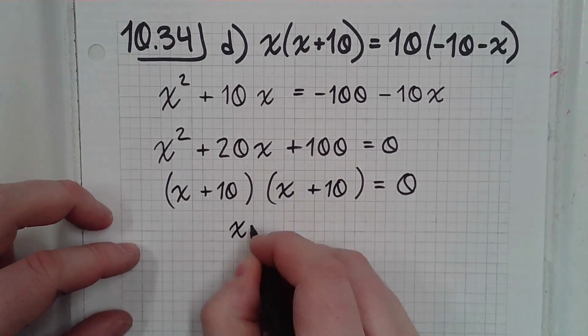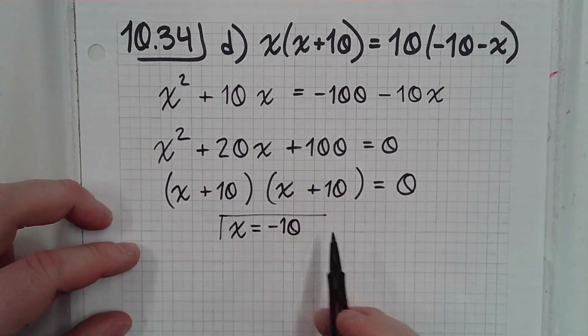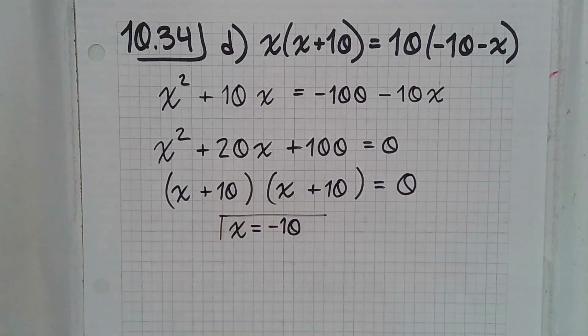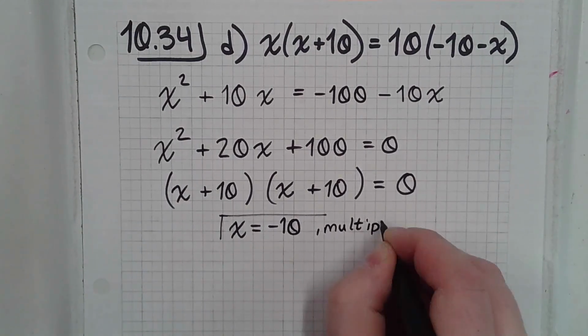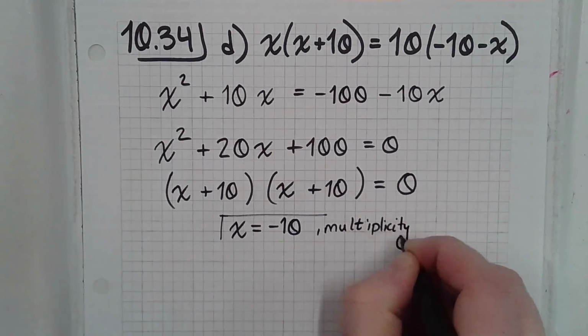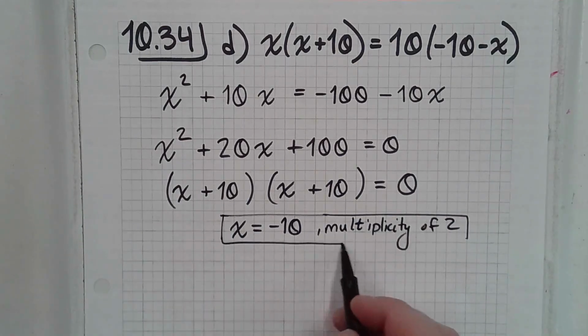Now, last problem, we said there would be exactly 2 answers if it's quadratic, and this definitely is. This is -10 for both, right? Either way, you get -10. We say that has a multiplicity of 2 because it counts twice. So it's technically 2 answers.